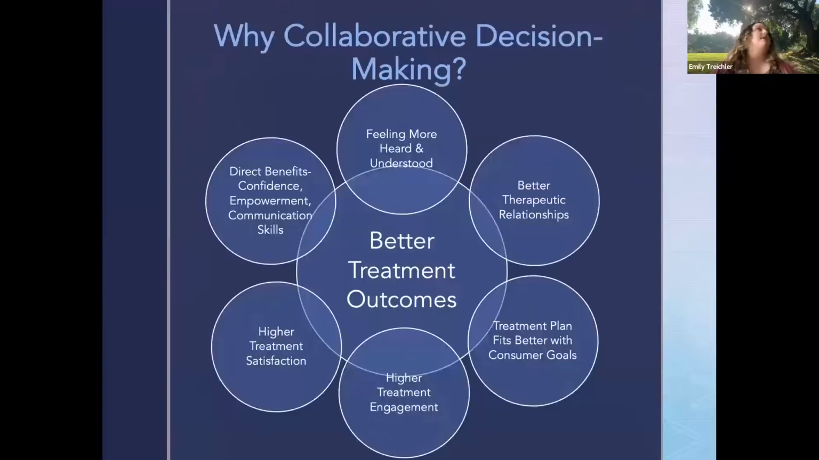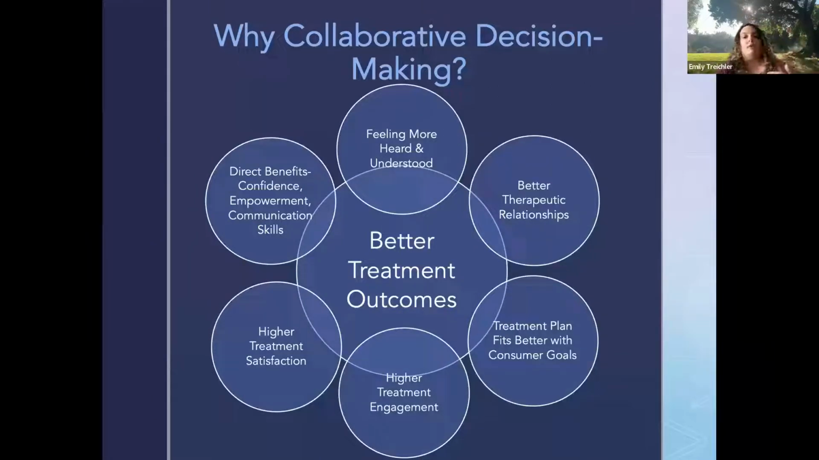So when I think of the benefits of collaborative decision-making, this is kind of my mental model. When you have that more collaborative process, clients feel more heard and understood. And that's beneficial just on its own. Again, that's really empowering, and it creates this connection that some folks don't really have. It also leads to a better therapeutic relationship. So they have that trust, they have that communication. And as we know, therapeutic relationships are so key to benefiting from mental health care. So we get a bump in outcomes just from that by itself.